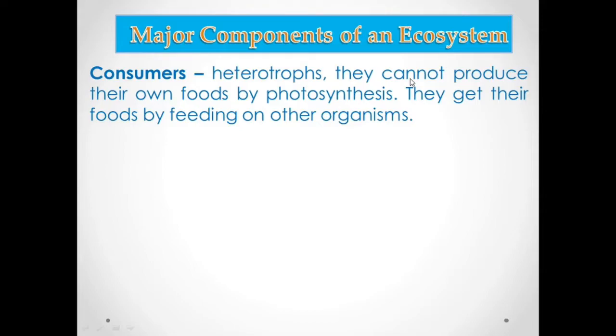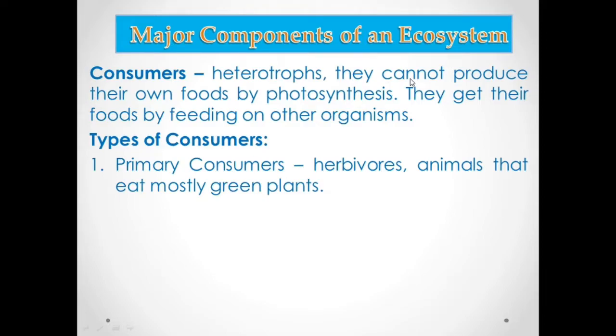So there are several types of consumers. We have the primary consumers. Primary consumers are actually herbivores, because they are the ones that feed on the producers. The producers are the plants. They are called primary consumers because they are the ones that consume the producers first. That's why they are herbivores. They only eat plants and herbs.